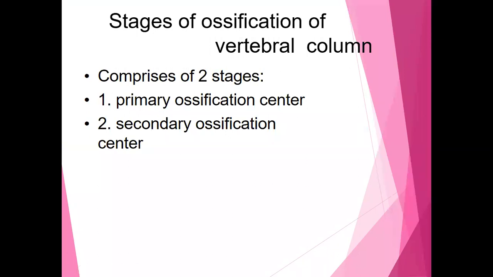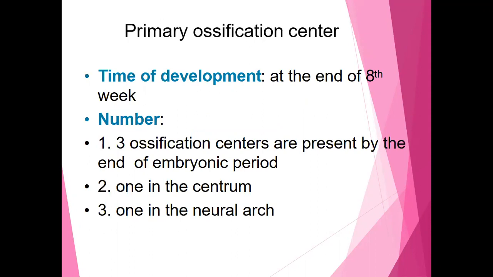Stages of ossification. First we have chondrification, then we have ossification. So ossification is intracartilaginous and intramembranous. Primary ossification center and secondary ossification center. Time of development: at the end of the 8th week, 3 ossification centers are present by the end of the embryonic period.